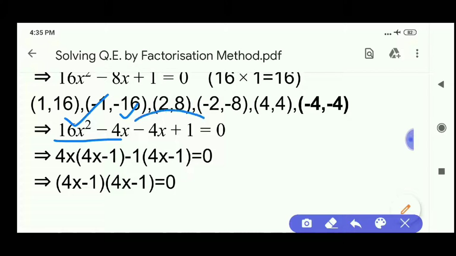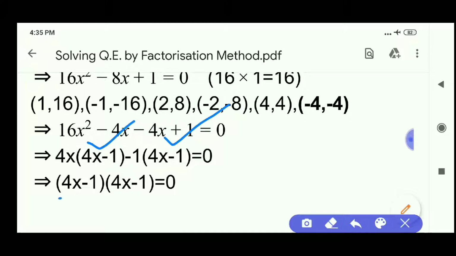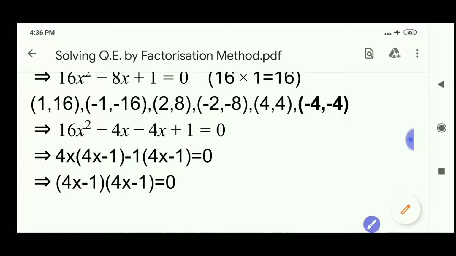Now, from these two terms, we can take minus 1 as common. So, it becomes 4x minus 1 is equal to 0. What is your observation? 4x minus 1 appears twice. So, taking 4x minus 1 as common, the remaining term here is 4x and here the remaining term is minus 1. So, it is 4x minus 1 is equal to 0.